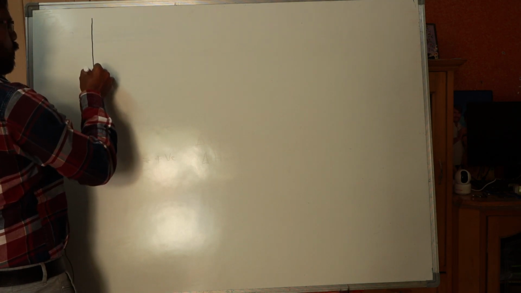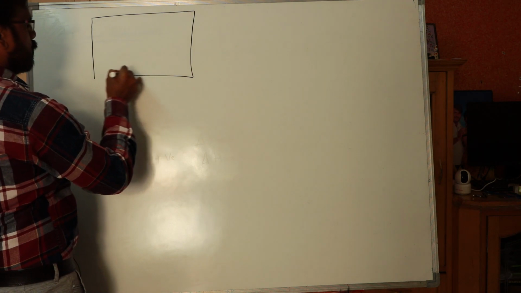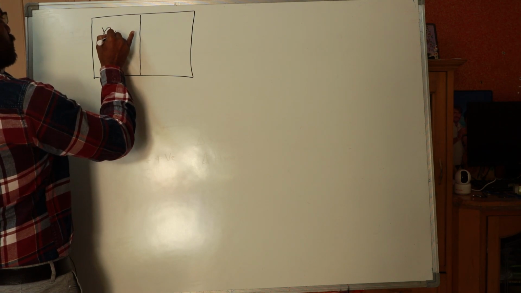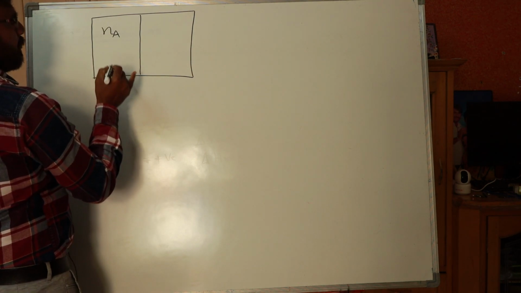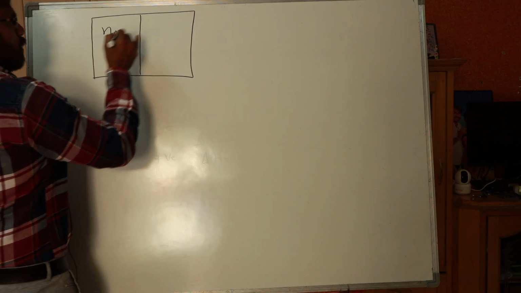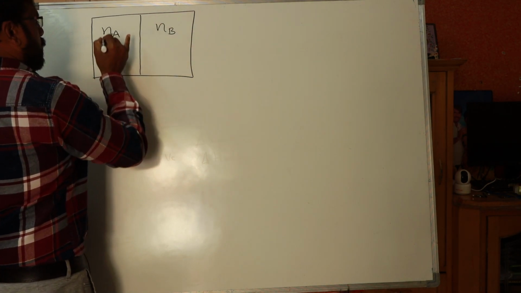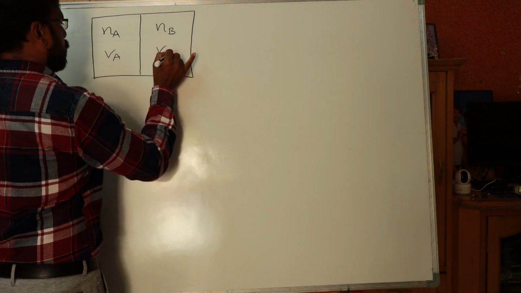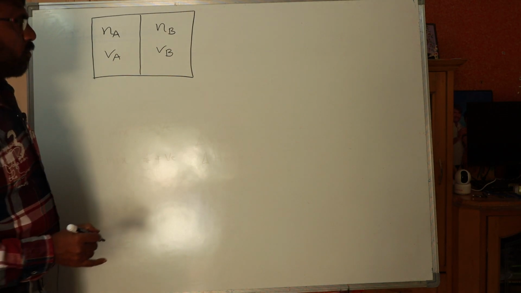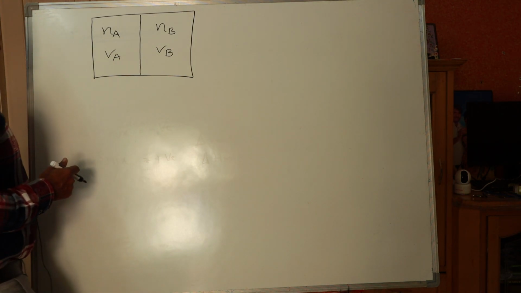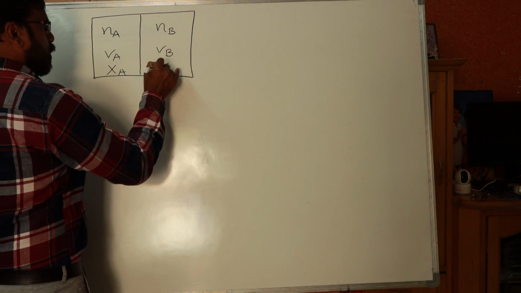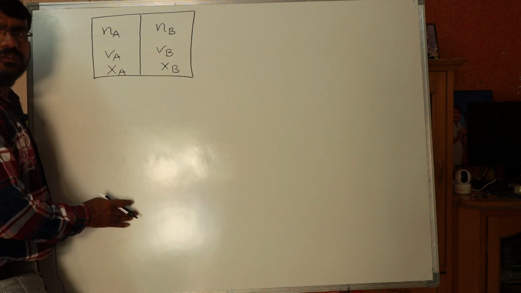Now let us take one ideal solution made up of two components, solute and solvent. First component: number of moles Na, volume Va. Second component: number of moles Nb, volume Vb. The mole fraction of the first component is Xa, and the mole fraction of the second component is Xb.